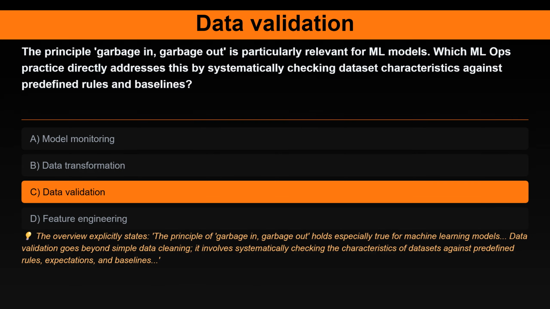The correct answer is data validation. Here's the explanation. The overview explicitly states, the principle of garbage in, garbage out holds especially true for machine learning models. Data validation goes beyond simple data cleaning. It involves systematically checking the characteristics of datasets against predefined rules, expectations, and baselines.